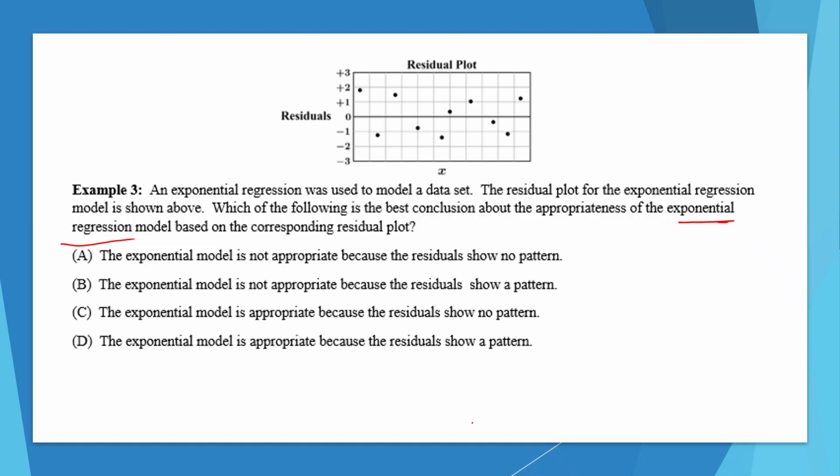And so, let's see. Here, there's no pattern, which is a good thing, right? That should be an N, which is good, which means the model is appropriate. So we can eliminate A and B. And so the model is appropriate because the residuals show no pattern. So C would be our correct answer here.